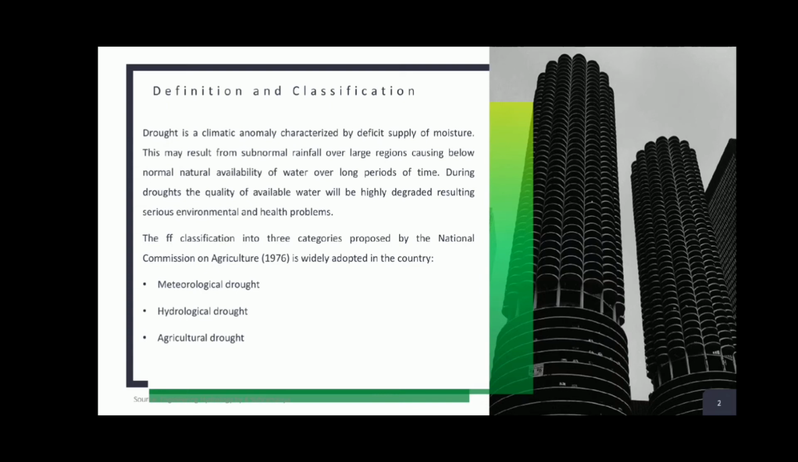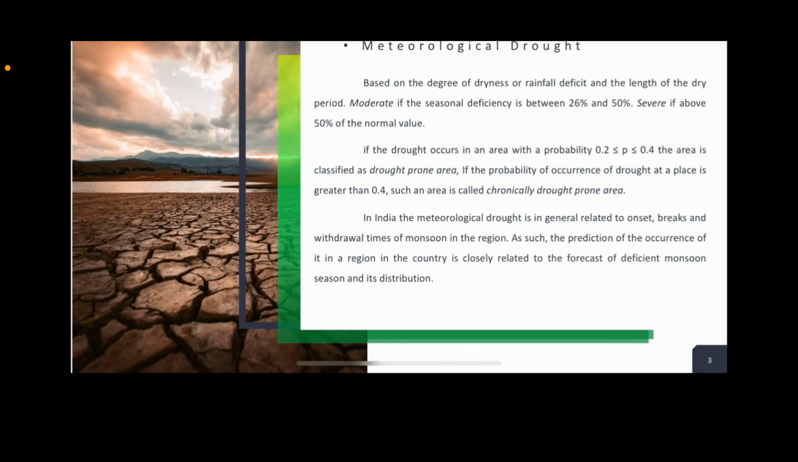This is the following classification into three categories proposed by the National Commission on Agriculture. It is widely adopted in the country. First is the meteorological drought, second is the hydrological drought, and third is the agricultural drought. Meteorological drought is based on the degree of dryness or rainfall deficit and the length of the dry period. It is moderate if the seasonal deficiency is between 26% and 50%, and severe if above 50% of the normal value.